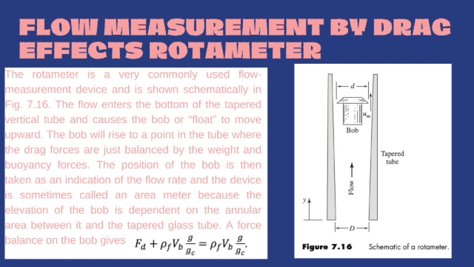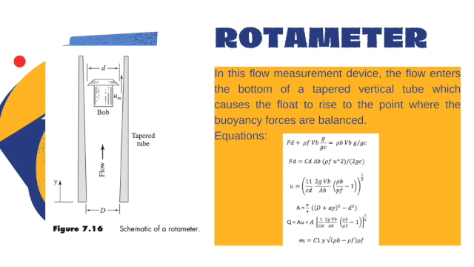So now I'm gonna leave you with the other companion. The rotameter. The rotameter is a flow measurement device in which flow enters the bottom of a tapered vertical tube, which causes the flow to rise to the point where the buoyancy forces are balanced. The equations shown describe the phenomenon occurring inside the tube, where U is the velocity and A is the area of the tapered tube.